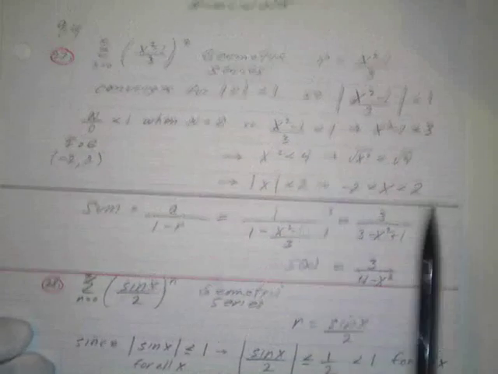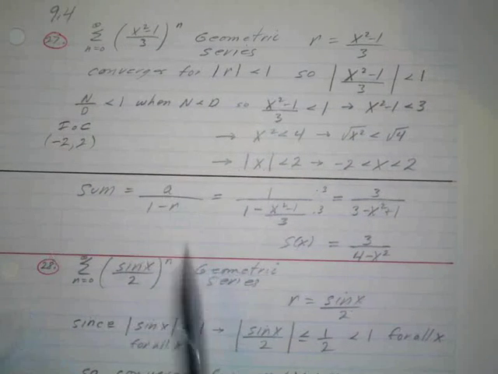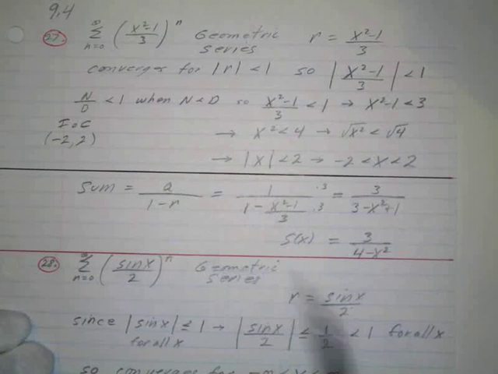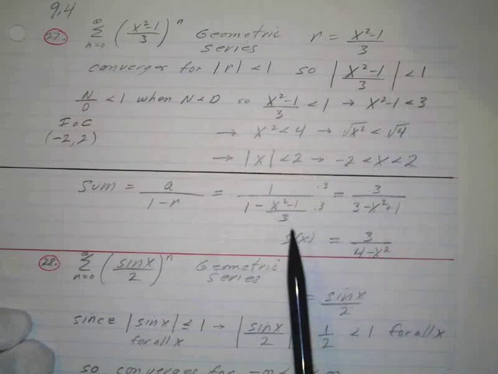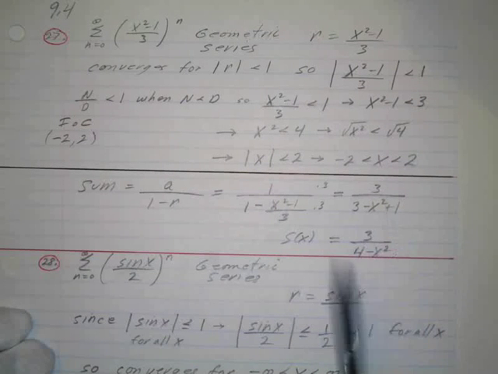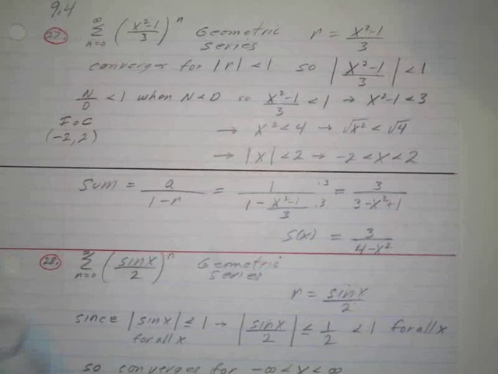Okay, now the sum. Again, this is my r, so we can do our sum using the sum is a, which is the first term, in this case, is 1 over 1 minus r. And then we just multiply the top and the bottom by 3. And then we can simplify. So 4 minus x squared, so there's your sum. So that was easy. That was the easy part.